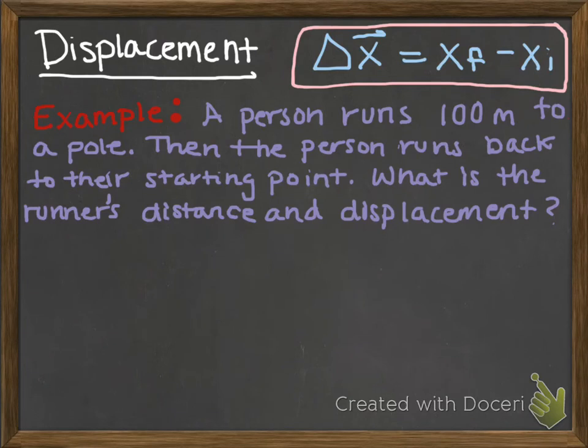A person runs 100 meters to a pole. Then the person runs back to their starting point. What is the runner's distance and displacement? So let's draw a diagram.